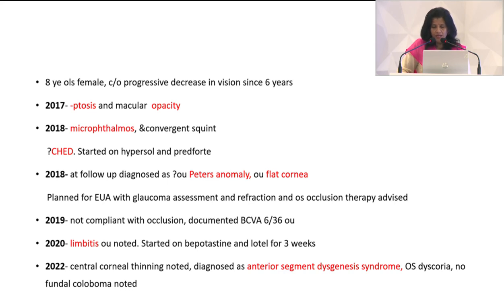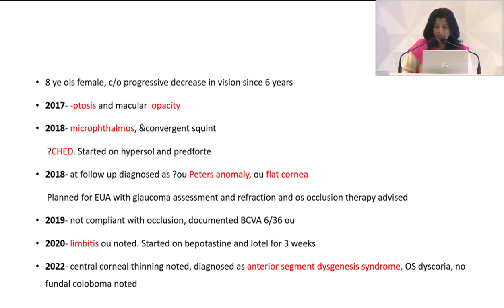Somebody had even mentioned that she had endothelial dystrophy. In the following years, in different centers, she was diagnosed as Peters anomaly and flat cornea, and she was planned for examination under anesthesia for a glaucoma assessment. And henceforth, she was not compliant to occlusion therapy and she maintained a low vision.